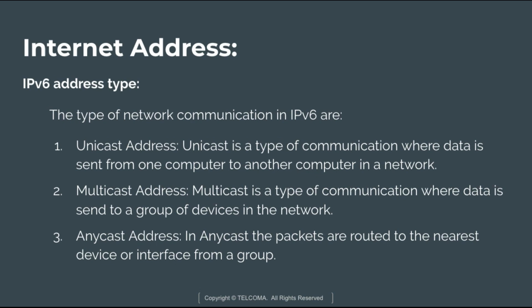Whereas multicast is a type of communication where data is sent to a group of devices in the network, and only members of that group receive the multicast data, for example online TV. In anycast, the packets are routed to the nearest device or interface from a group, and an example of anycast is its use in a content delivery network, that is CDN. So these are the types of network communication in IPv6.